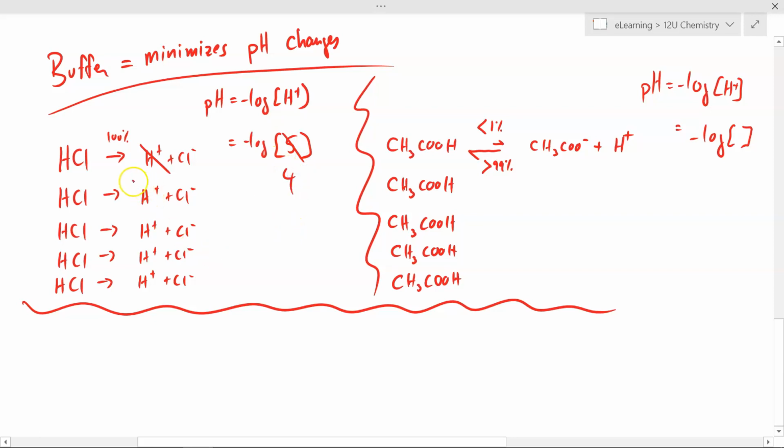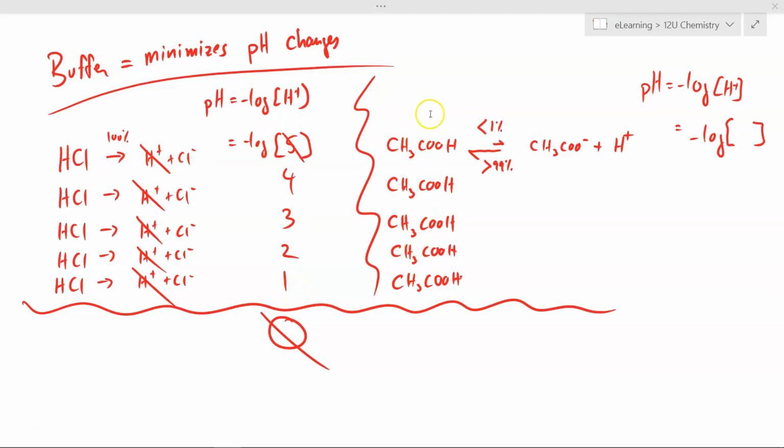If I add another base, it'd neutralize another over here, and now be based on 3 of the H pluses. Neutralize another one, then you've got 2, neutralize another one, now you're only left with 1, neutralize this one, now you're at the equivalence point. There's no more acid, no more base.